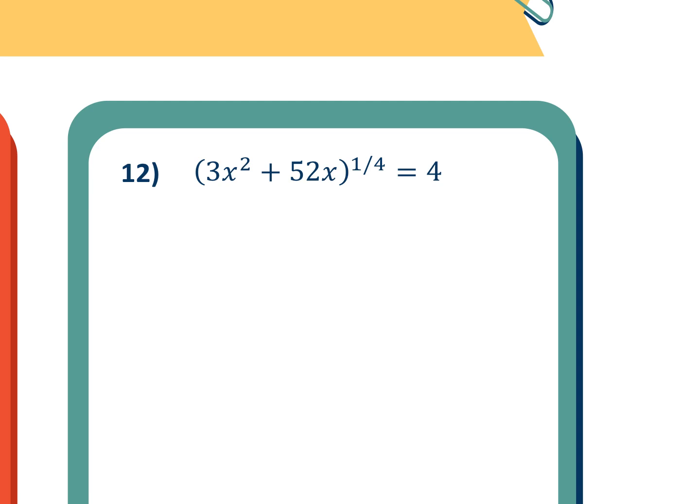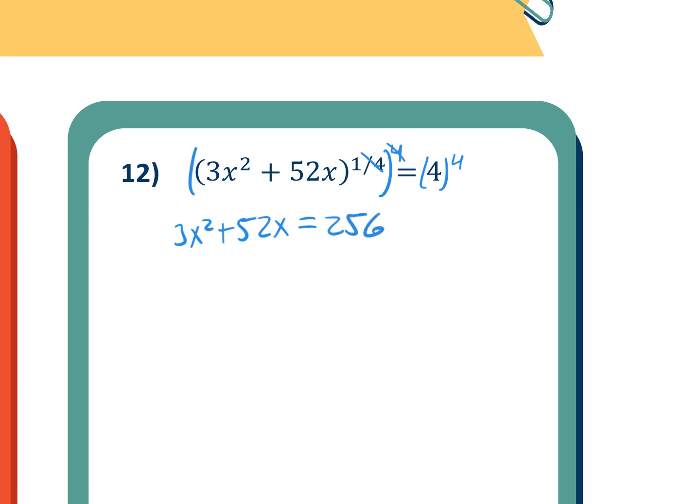So just like in the previous slide, we had a fractional exponent. The way that you want to get rid of that is by raising it to the power of the denominator, or the reciprocal. We only have one fraction here, so let's raise it to the power of 4 to cancel out that 1/4. Power to a power, you can multiply the powers, and then 1/4 times 4 is going to cancel out. So we get 3x squared plus 52x equals 4 to the 4th power, which is going to get you 256.